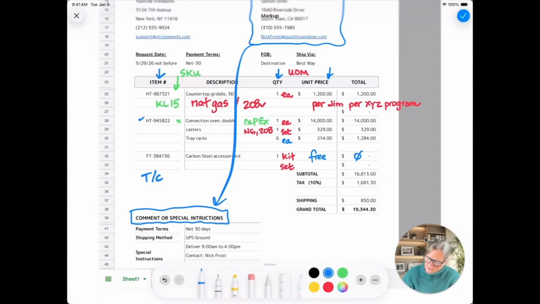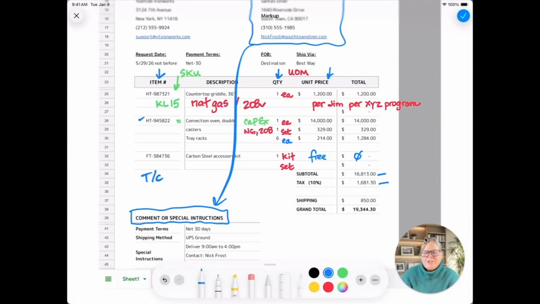So now we're getting to the subtotal. And the subtotal is just your items. Okay, just the griddle, just the oven, the accessories, the little accessory kit. That's all it is. So you have the subtotal.